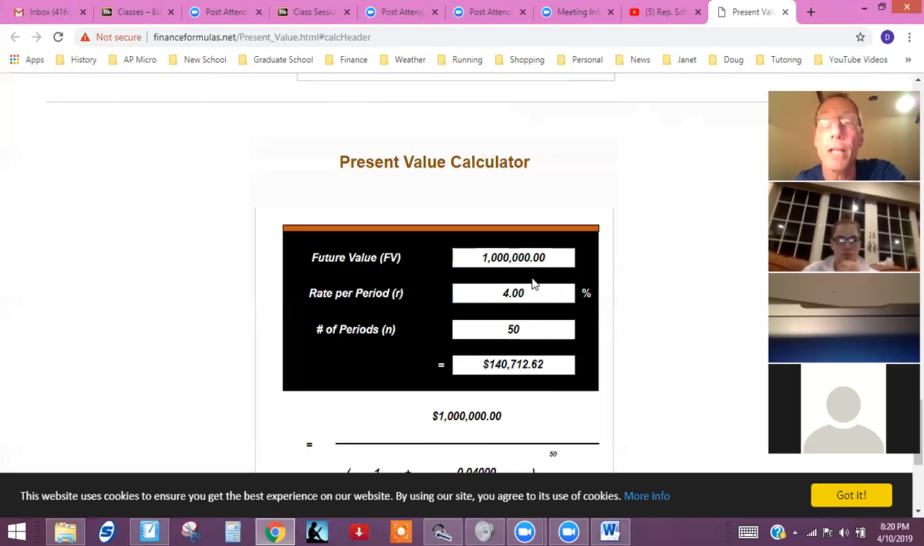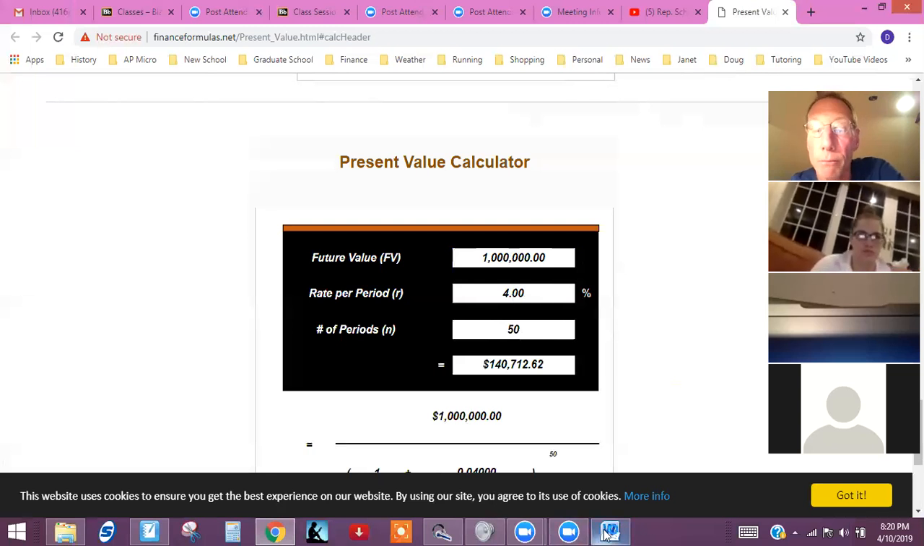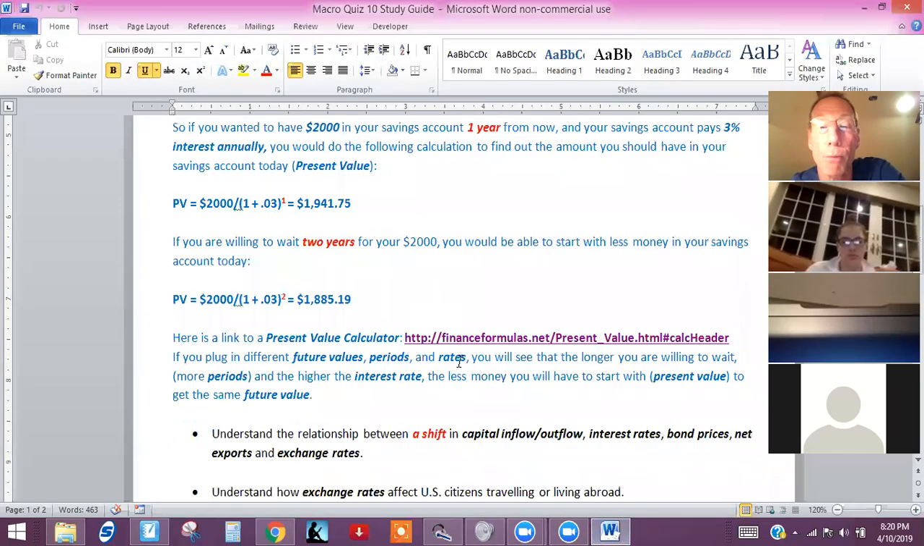Anyway, that just gives you an idea of how much a difference it makes when you change the rate of return and how long you're willing to wait. Okay, I think that's kind of cool. So that's present value of money, right?